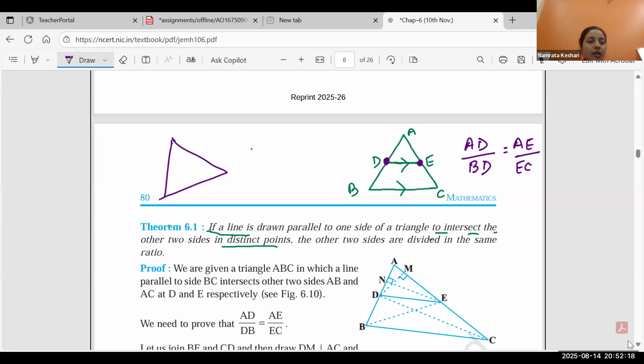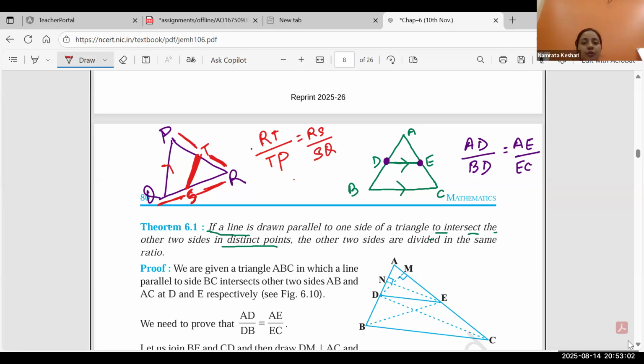If you have a triangle, let's say the triangle is PQR, and there is a line parallel to one of the sides, suppose parallel to PQ, like this. This line is not a random line. It touches the other two sides at two distinct points S and T. Then your other two sides are divided in the same ratio. That means whatever ratio RT and TP maintain, the same ratio will be maintained by RS and SQ. Making sense? Yes, ma'am.